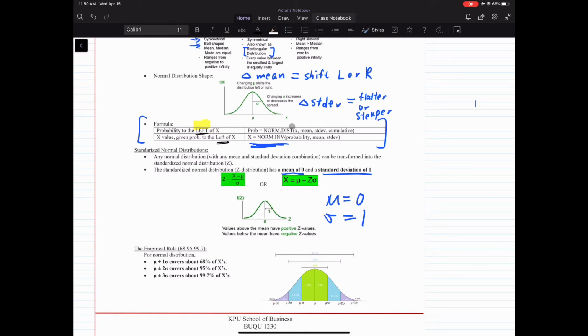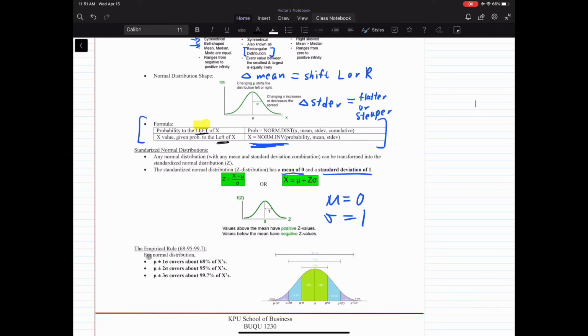So instead of calling it x, we're standardizing it. Now our standardized z distribution has a mean equal to 0 and a standard deviation equal to 1. Any value above the mean, anything to the right of the 0, has a positive z value. And anything below the mean, anything to the left of the mean, has a negative z value. That's what the standardized normal distribution does.